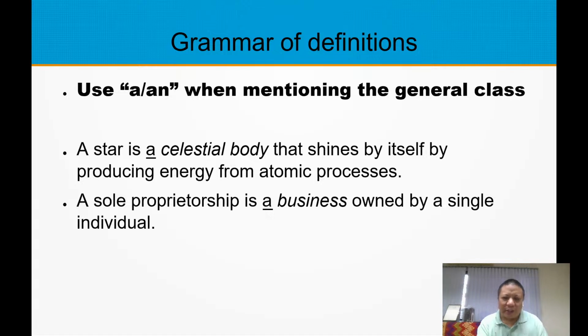And when mentioning the general class, for process you use the, for the general class you use a or an. For example, a star is a celestial body that shines by itself by producing energy from atomic processes. A sole proprietorship is a business owned by a single individual. What is the genus of star? Celestial body. So you use a. What is the genus or general class of sole proprietorship? Well, business. That's why you say it's a business. Okay.